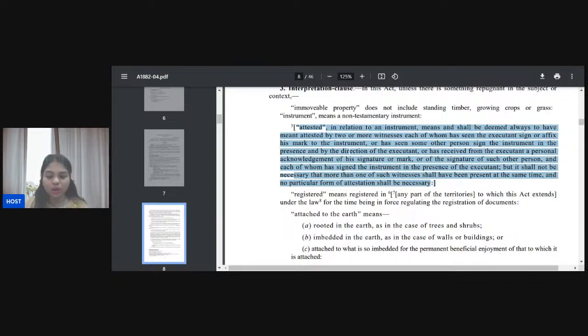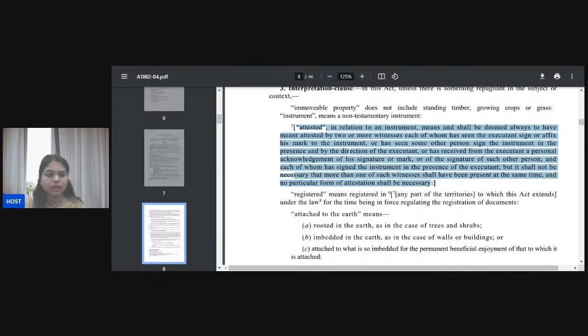According to section 3, attestation should be done by two or more persons, and if it is done by one witness it is not valid. So the attesting witnesses should see that the executant is signing the instrument. Yeah, he's fixing his thumb impression, right? And the attesting witness also has to sign the instrument in front of the executant.